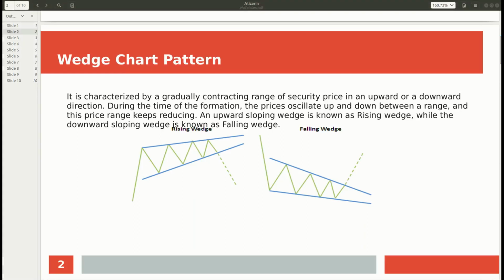The first one we have is the wedge chart pattern. It is basically a contracting range of a security. The price keeps oscillating between a particular range, and that range keeps getting smaller and smaller. If the range of the price is moving on the upside, it is a rising wedge, which is a bearish structure, as we are expecting a breakout on the downside. Similarly, if the range of the price is moving on the downside, it is a falling wedge, which is a bullish structure, as we are expecting a breakout on the upside. The one on the left here is the rising wedge, while the one on the right is the falling wedge.